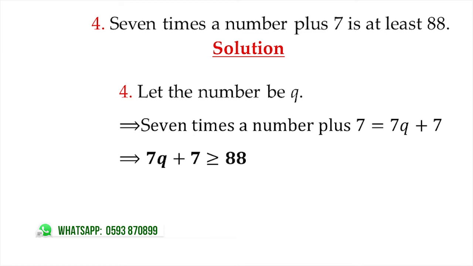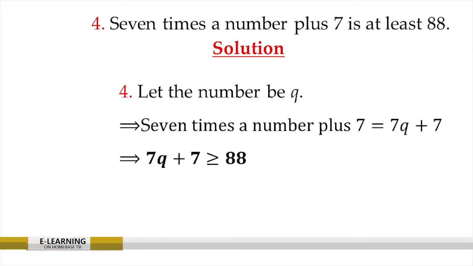Kudos. Number 4. 7 times a number plus 7 is at least 88. So in this case, do you know the number? No. I represent the number by a variable of my choice. I chose Q as the variable. So Q represents the number. Now 7 times the number plus 7, so 7 times Q plus 7. As you can see, now we have 7Q plus 7. All of this is at least 88. That means it can be greater than or equal to. So at least goes to greater than or equal to. So 7Q plus 7 is greater than or equal to 88. Hope you got that one correct.